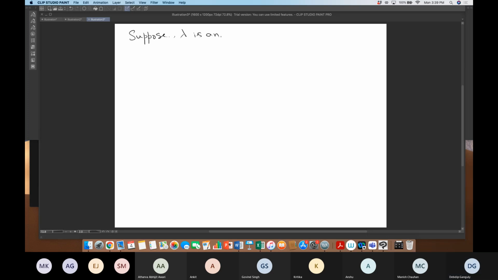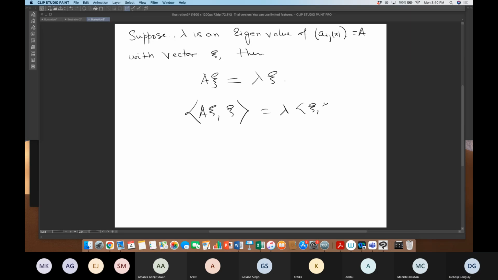So lambda is an eigenvalue of the matrix Aij with eigenvector xi. What is the definition of an eigenvector? It means A xi is equal to lambda xi. Now take the inner product with xi. That gives lambda times the norm of xi squared, and the left side is the summation of Aij xi_i xi_j, which equals lambda |xi|^2.